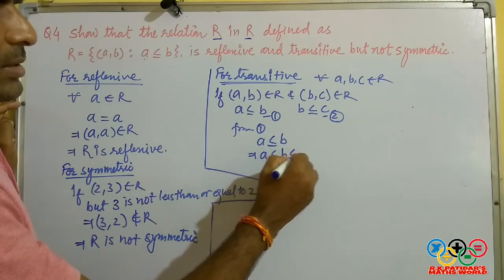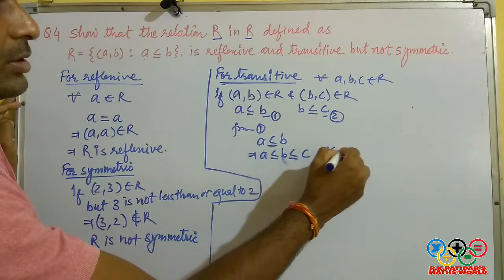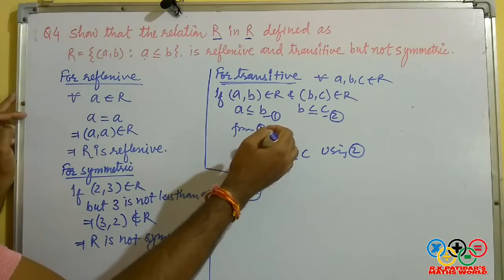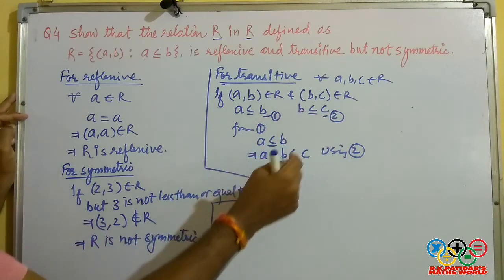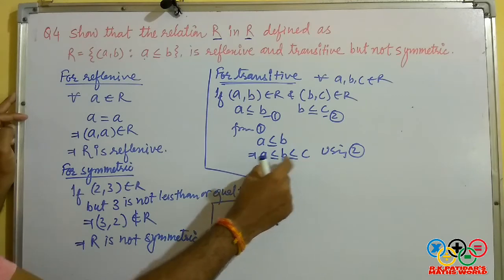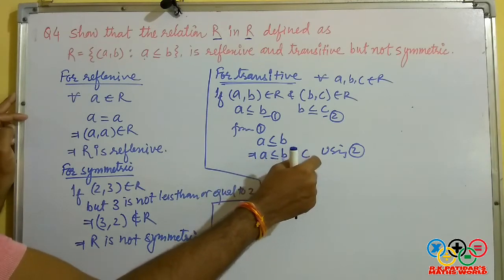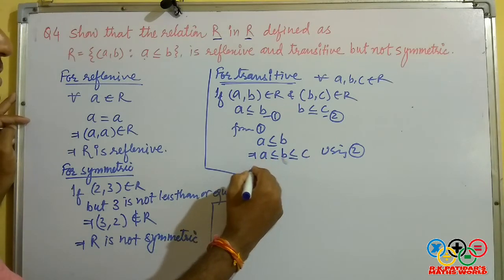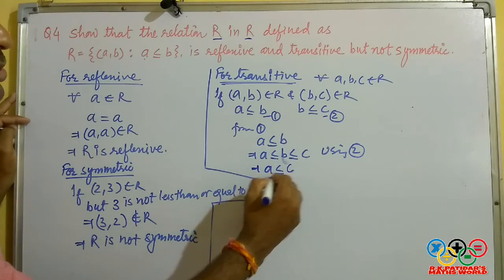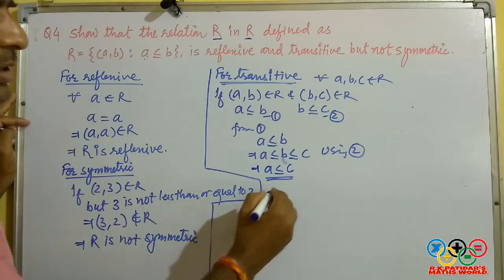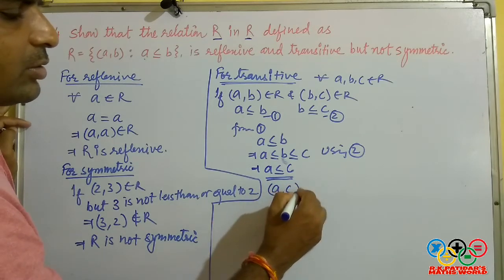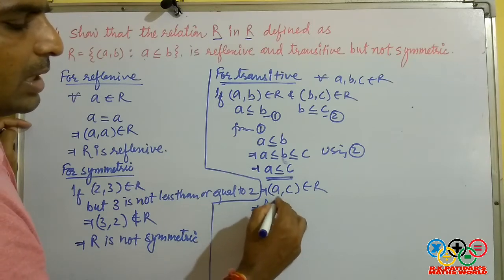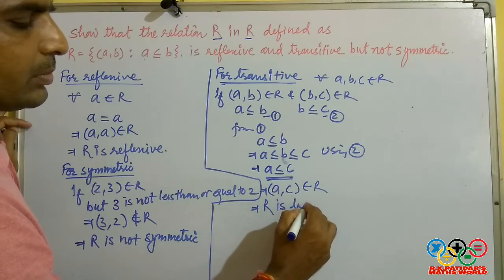इसको कंबाइन कर दें. ओके, और फ्रॉम फर्स्ट एंड सेकंड what we conclude, A is less than or equal to B and B is less than or equal to C means obviously A is less than or equal to C. If A is less than or equal to C means what? (A, C) belongs to R. And if (A, C) belongs to R means what? R is transitive.